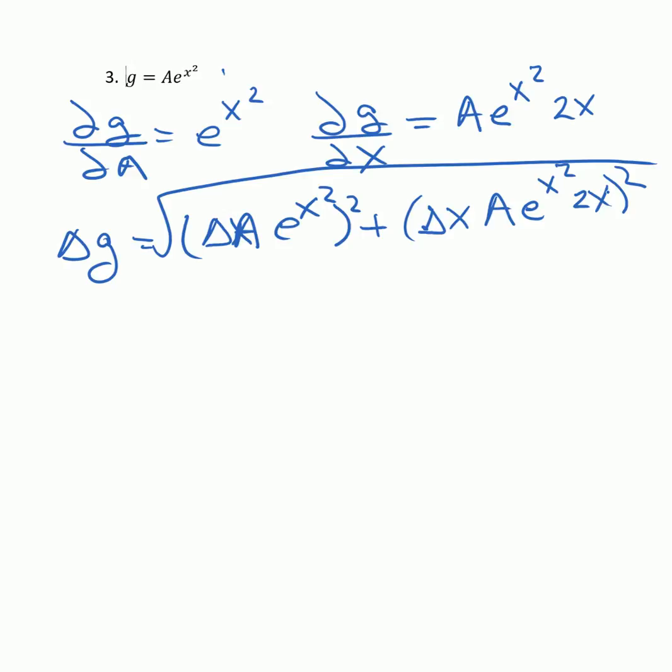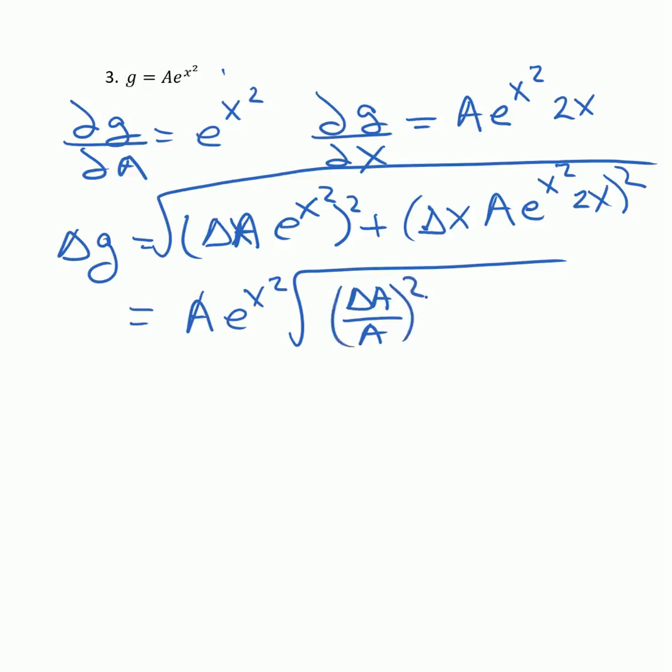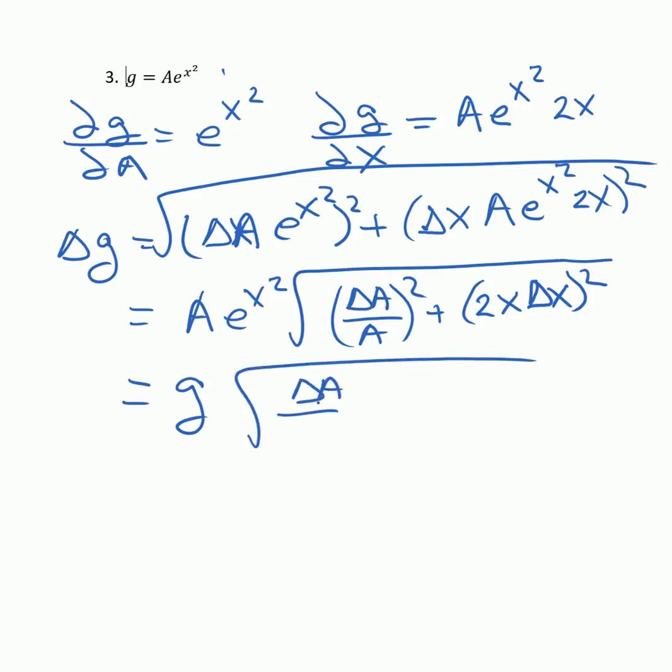Again, we could simplify this a bit. We could take a e to the x squared outside, and this would then be delta a over a squared plus 2x delta x squared, which is a little easier to write down, or g root delta a over a squared plus 2x delta x squared.